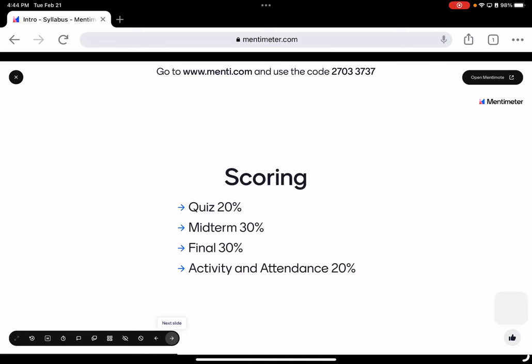Okay, my grading system for our course is 20 for quiz, midterm 30, final 30, activity and attendance 20. We will see how we will have our activity in class, or maybe after class, like maybe homework, or probably homework. Okay. Homework is just to make sure that you're working on something.